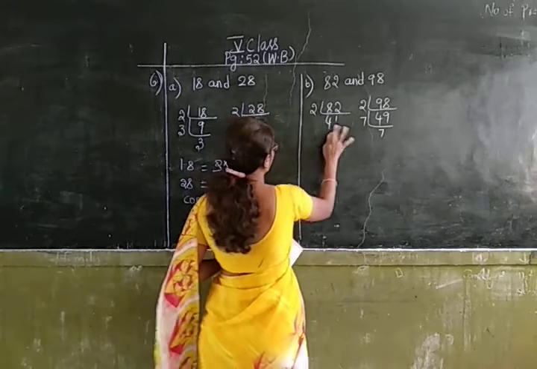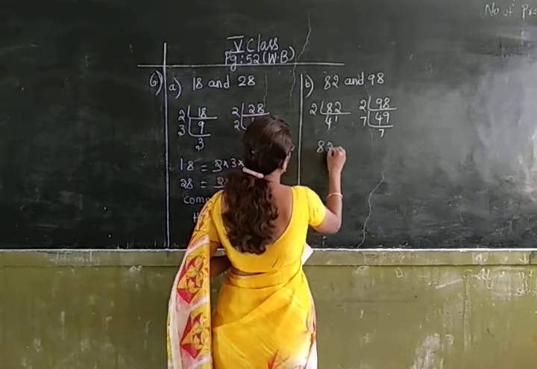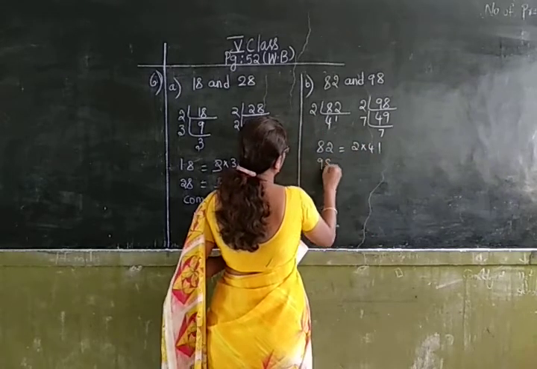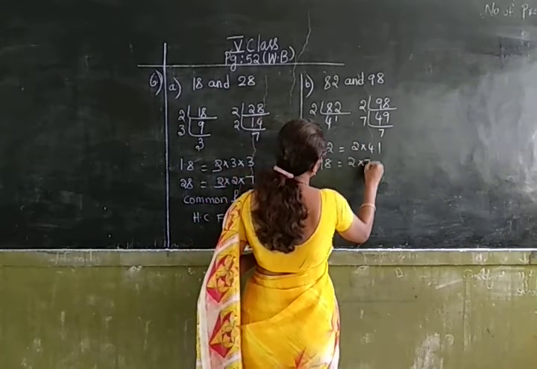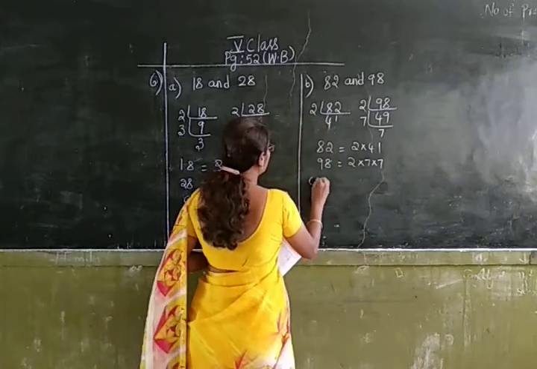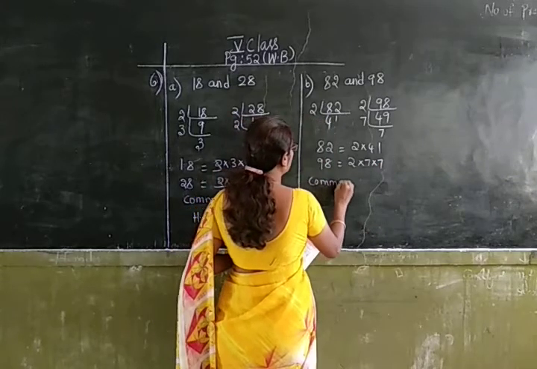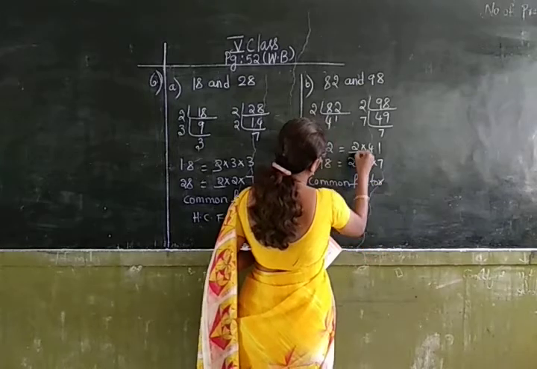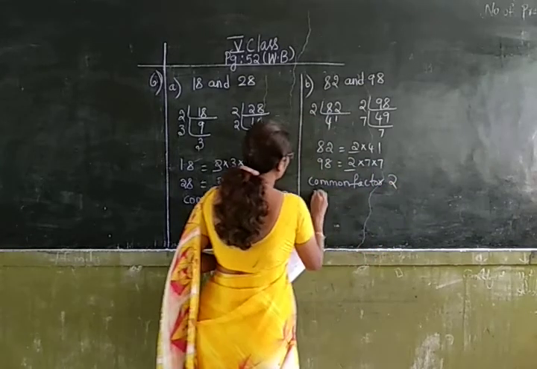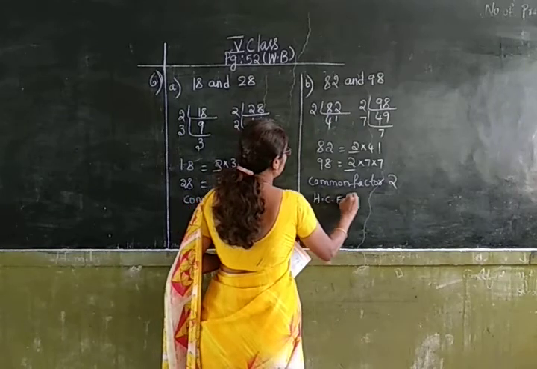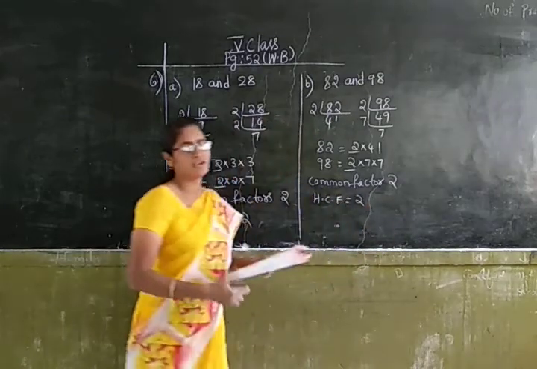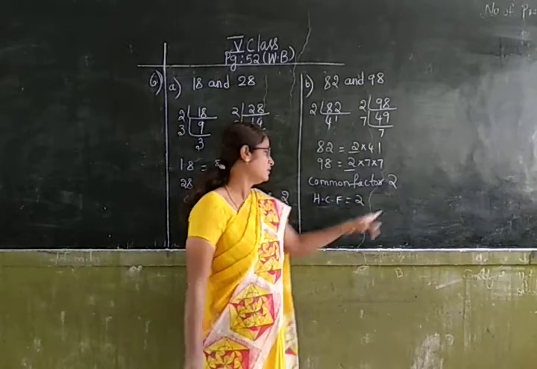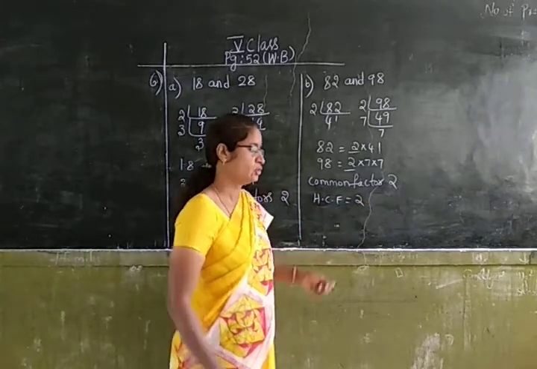Okay children. 82 is equal to 2 into 41. 98 is equal to 2 into 7 into 7. Let us find out the common factors. Here only 2 is the common factor. So HCF is also 2. We have to find the common factors and multiply. Here there is only one common factor, so the HCF will be 2.